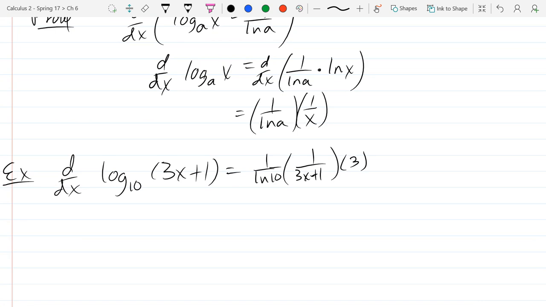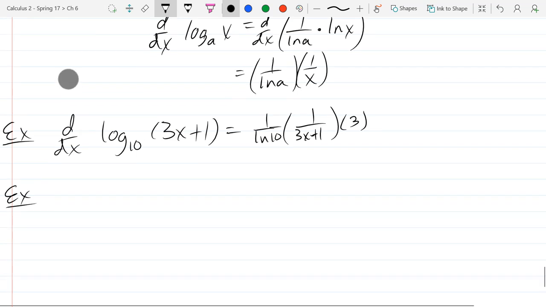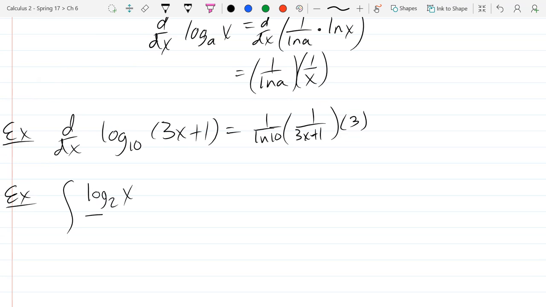So there's our chain rule, 1 over natural log 10 times 1 over 3x plus 1 times 3. So our last example from this section, antiderivative, log base 2 of x divided by x.